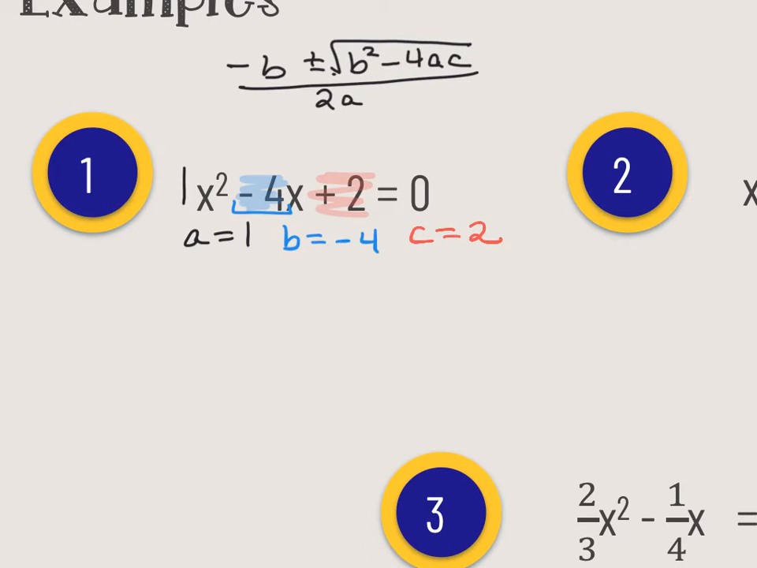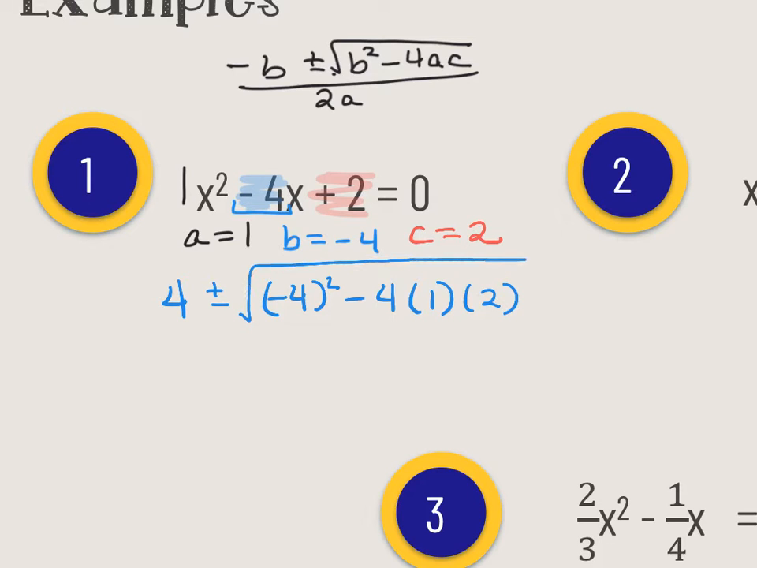Now that I've pulled out a, b, and c, all I do is substitute them into the formula and follow PEMDAS. So again, opposite of b, so b is negative 4, so what I put in here first is positive 4, or you could put it in as a negative negative and it turns positive, plus or minus the square root of negative 4 squared minus 4 times a times c, divided by 2 times a.